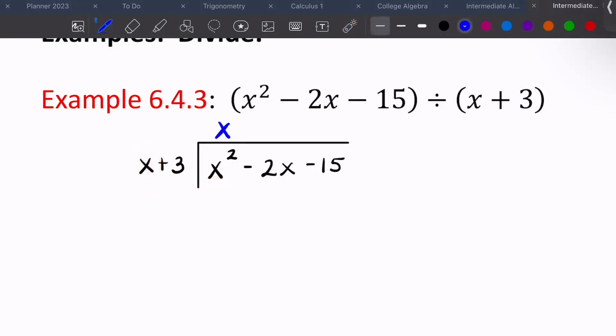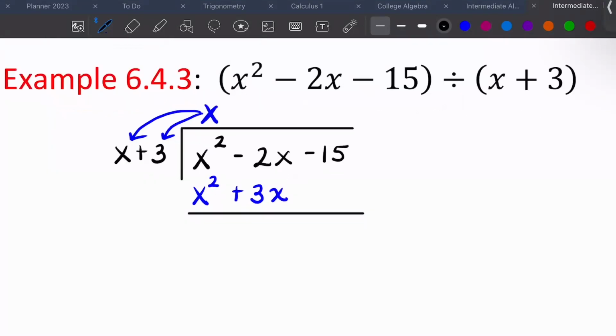Once you've picked your number, you're going to multiply here and here. X times x is x squared. X times 3 is 3x.